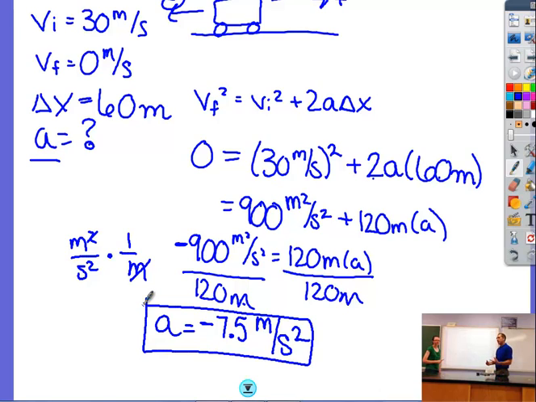Pretty straightforward. The key to doing this is get your information out there, have a picture of what's happening in the problem, and then always double check your units. It's a good way to make sure you did things right.